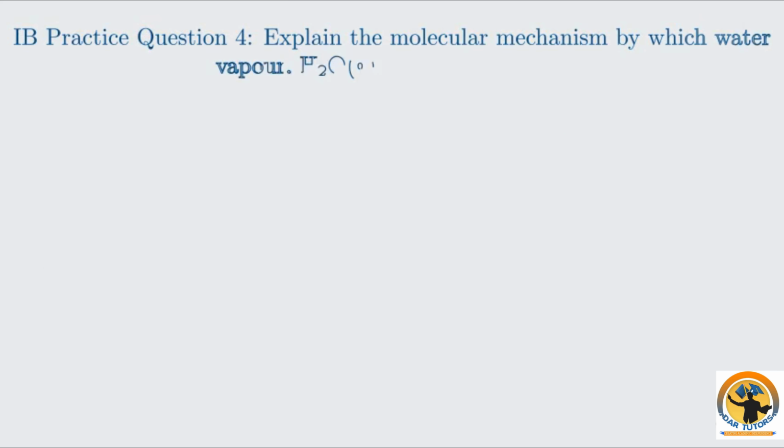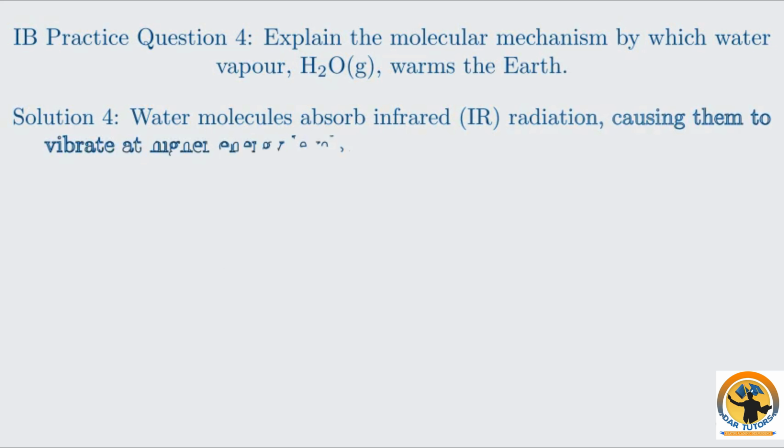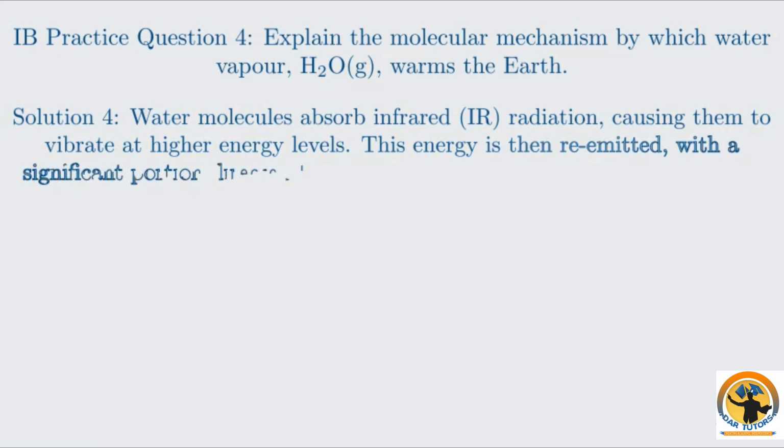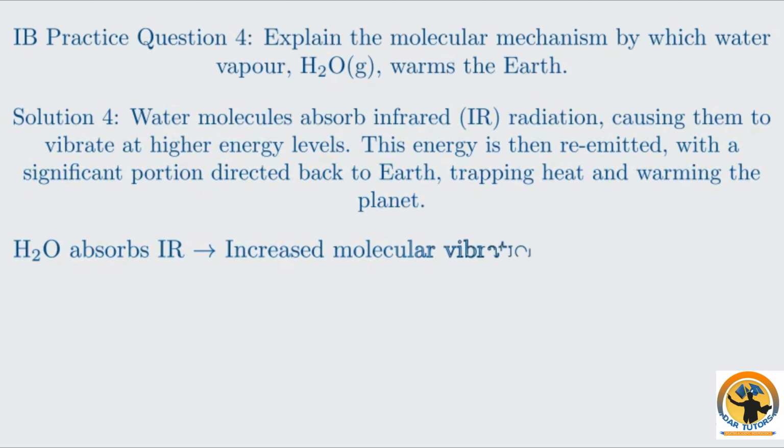Question 4 asks for the molecular mechanism by which water vapor, a greenhouse gas, warms the Earth. The principle is the same as for carbon dioxide. Water vapor molecules absorb infrared radiation emitted by the Earth. This absorbed energy causes the water molecules to vibrate with higher energy. This vibrationally excited water then re-emits the radiation, and a substantial part of it is sent back towards the Earth, trapping heat in the atmosphere. The molecular process is the same for all greenhouse gases.